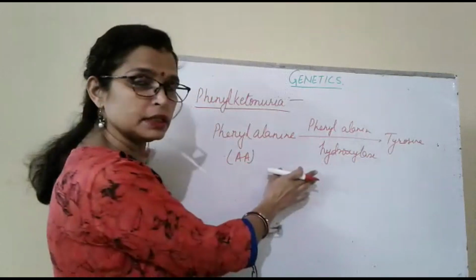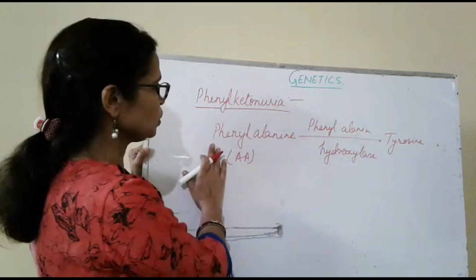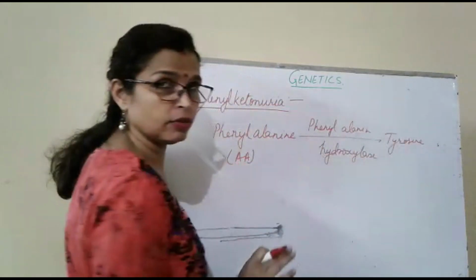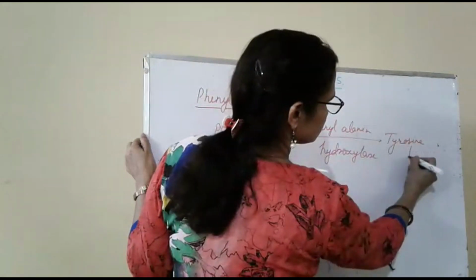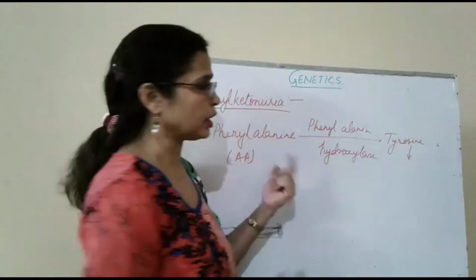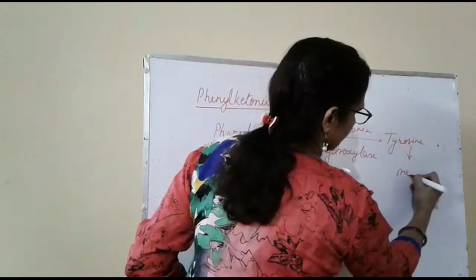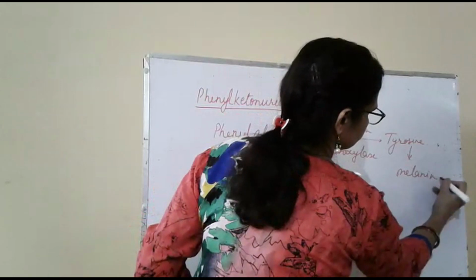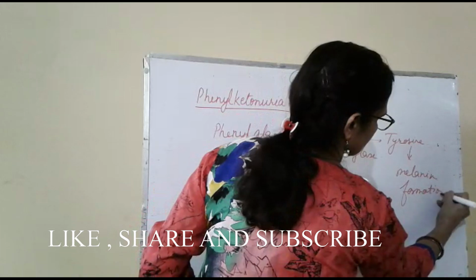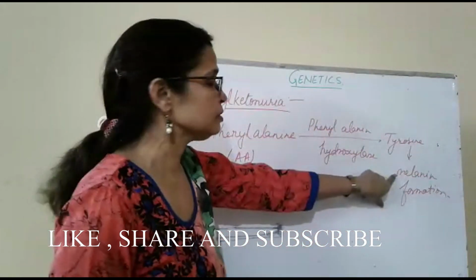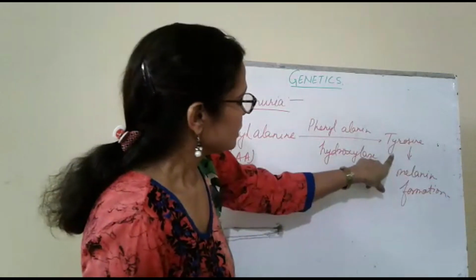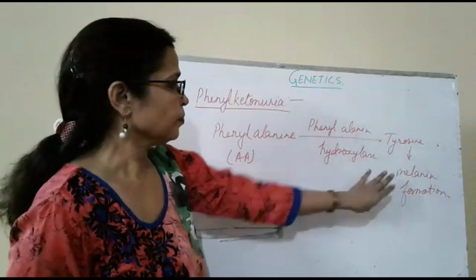This enzyme is responsible for the conversion of phenylalanine into tyrosine in the liver, and this tyrosine is responsible for melanin formation. Melanin is a pigment that gives color to our skin and hair. This is the one function.